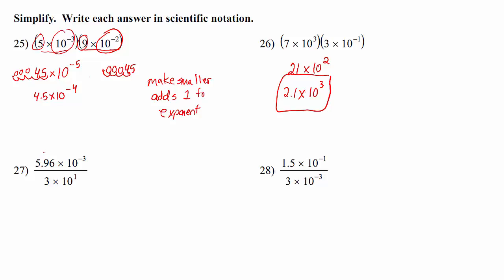27, the instructions on this actually were supposed to say, or might say, to round to the nearest thousandth if necessary, because 3 does not go into 5.96 evenly. We're allowed to do this part together and then do this part together. So we need to do 5.96 divided by 3, which is 1.